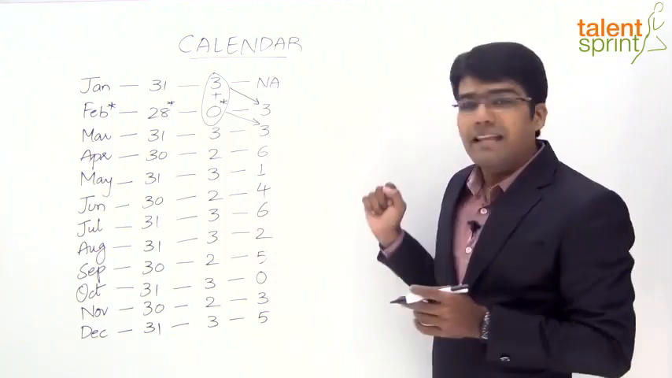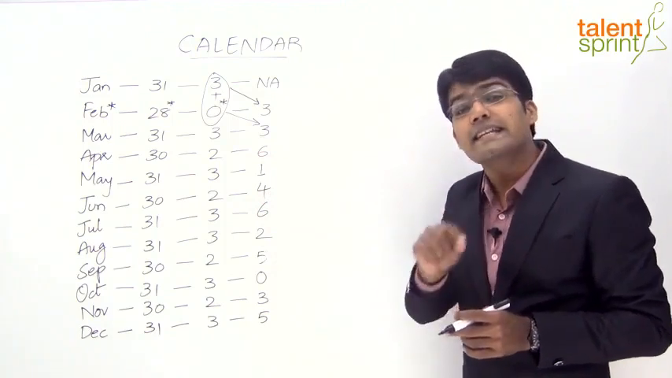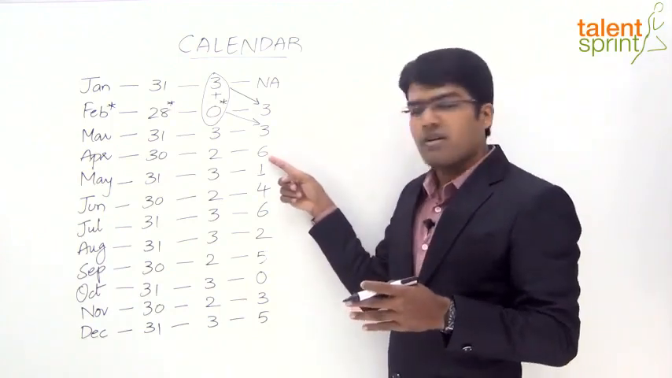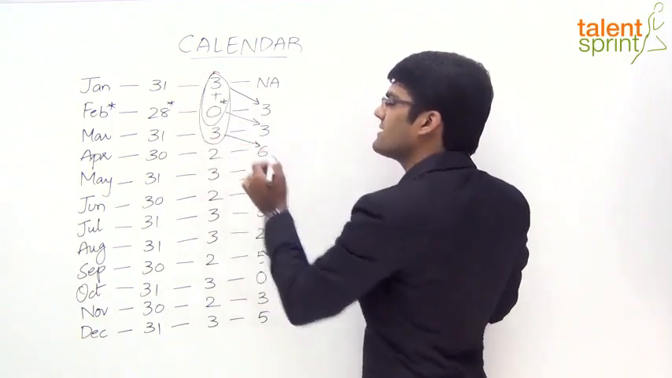Let us now look at the next month, April. For April we have got 6 here. So if you have to calculate the day of the week for any date in April, for all the previous months, that is Jan, Feb and March, the total number of odd days is 6. So that's nothing but 3 plus 0 plus 3. The total calculation here is 6.